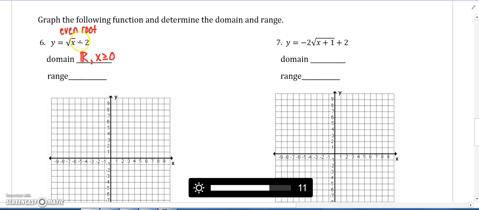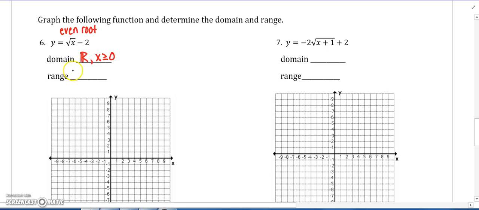As for the range, we look at our outside number. Alright, so for my outside number, that's shifting down 2, so y would have to be greater than or equal to negative 2. Now in order to graph, remember, we're going to use our table, x and y, and that's where our calculator is going to come in.